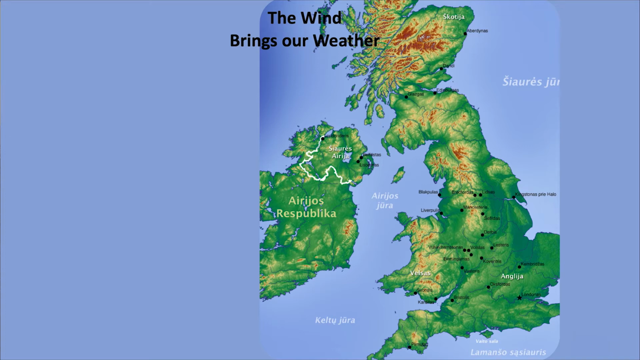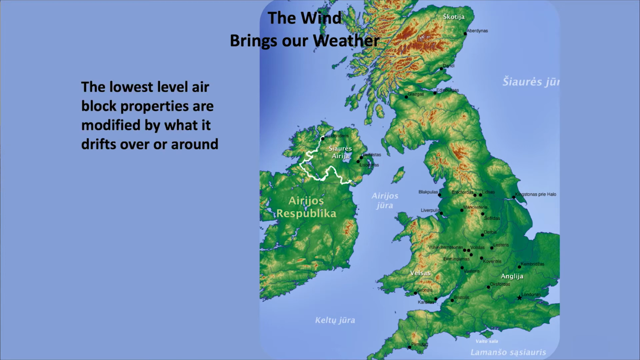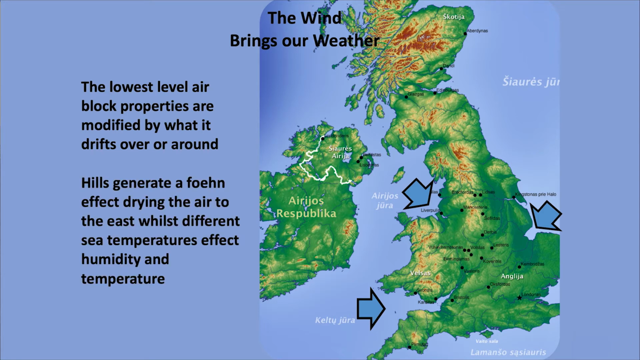The wind brings our weather. The lowest layer and level of air block properties are modified by what it drifts over or around. So here we have the 3 sea breezes affecting the UK, introducing more humid and cooler air at the lowest levels. Hills, on the other hand, generate a foehn effect, drying the air to the east, whilst different sea temperatures affect humidity and temperature.